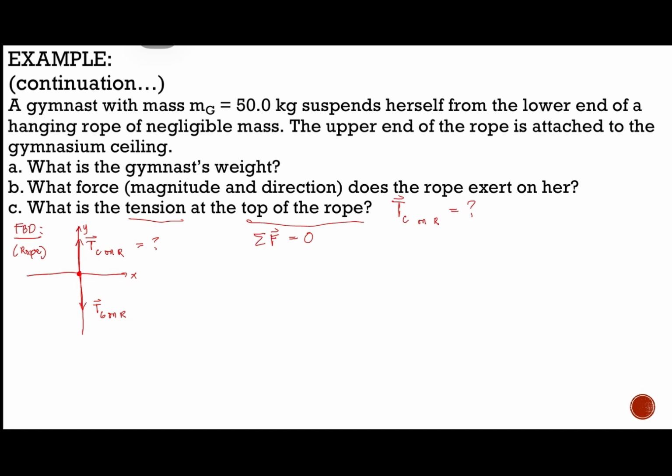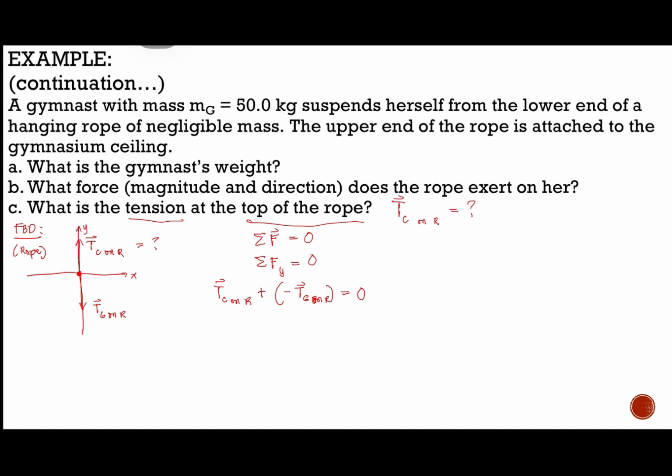So we would just be using the sum of all forces along the y is equal to 0. Okay, so the sum of the forces acting on our rope. Along the positive y, we have the tension force that the ceiling exerts on the rope, plus, along the negative y-axis, the tension force that the gymnast exerts on the rope, equal to 0.